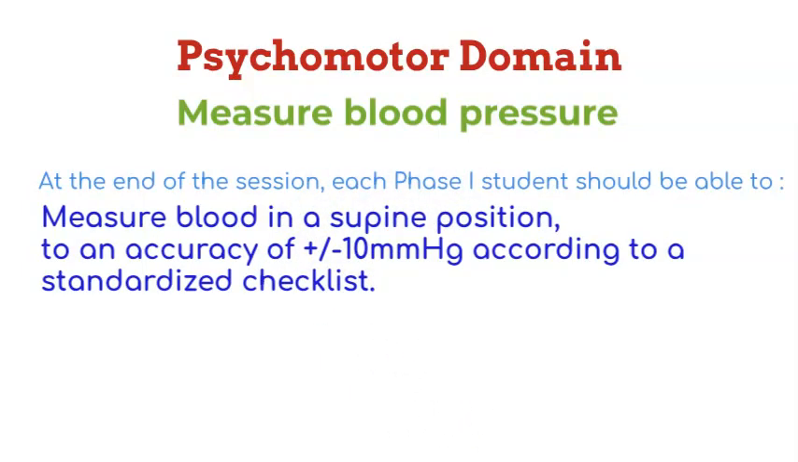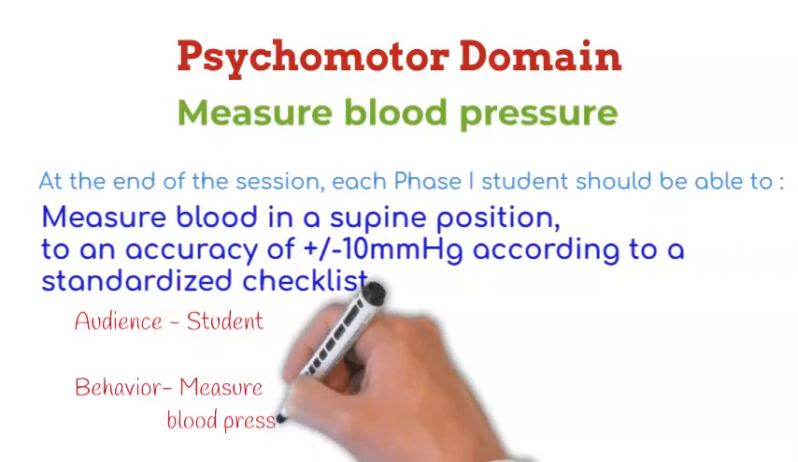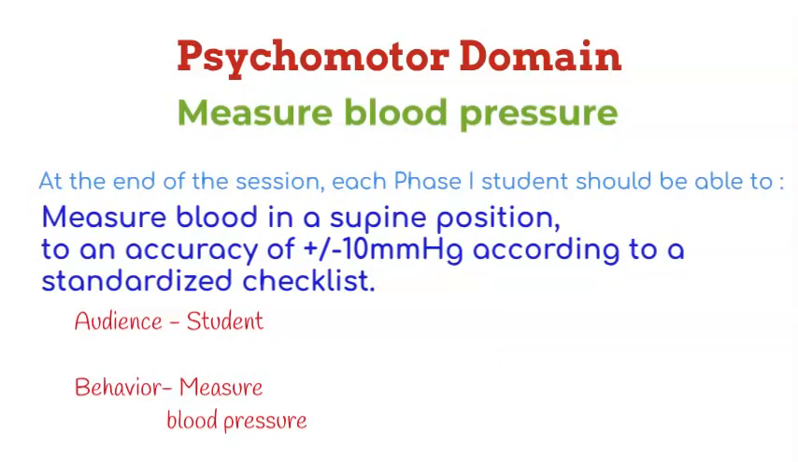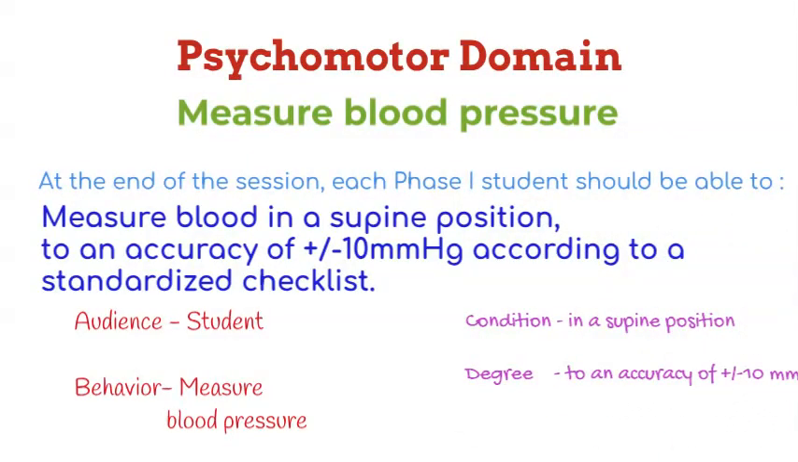So what is the audience and behavior? The audience is the student, behavior is measuring blood pressure. And the condition and the degree, condition is in a supine position and degree is to an accuracy of plus or minus 10 millimeters of mercury according to a standardized checklist.